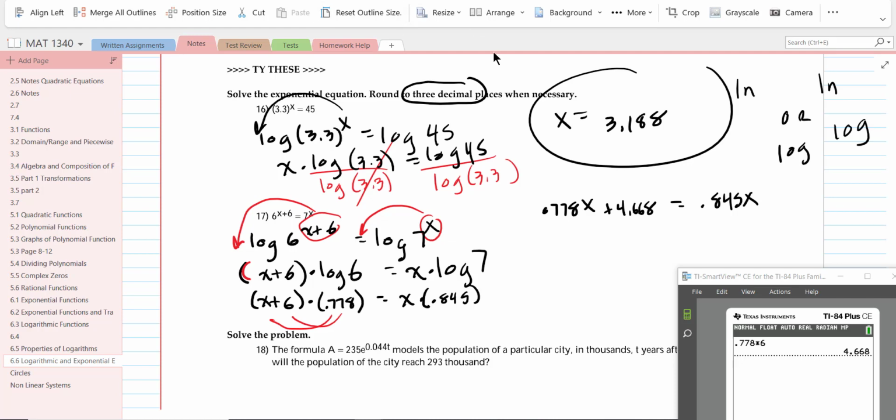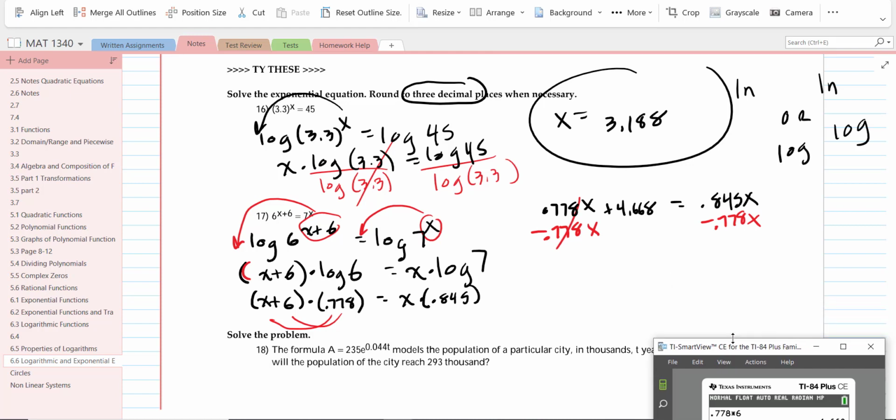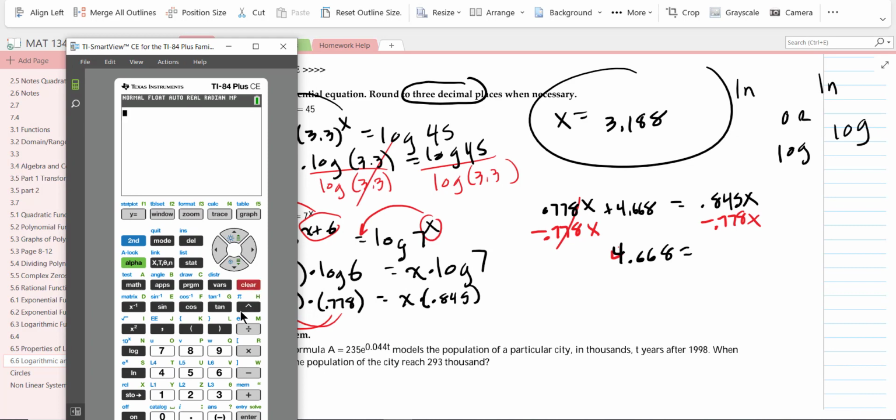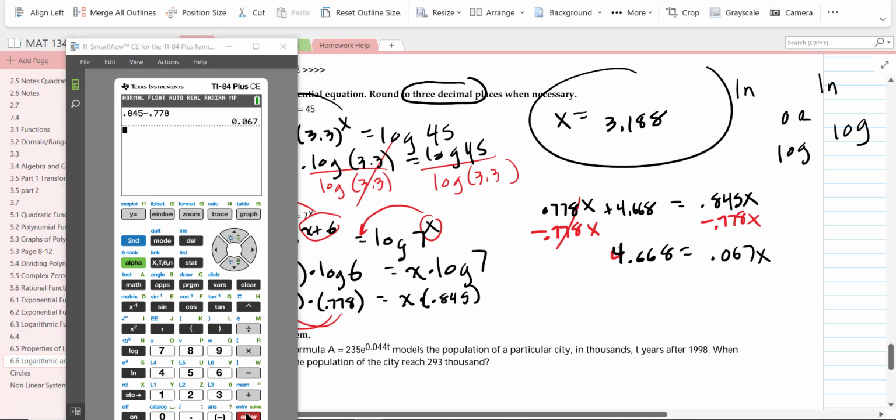Now I need to get x's on one side, so I'm going to subtract 0.778x from both sides, like that. Okay, that's going to give me 4.668 equals. Okay, then I'm going to take my calculator and I'll do 0.845 minus 0.778. Okay, that'll give 0.067x. It's kind of looking like I might get a different answer than when I was working it out.